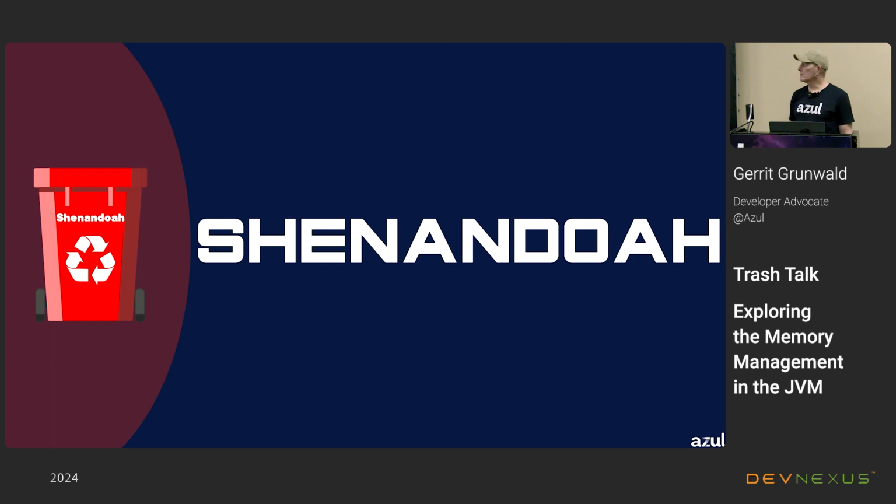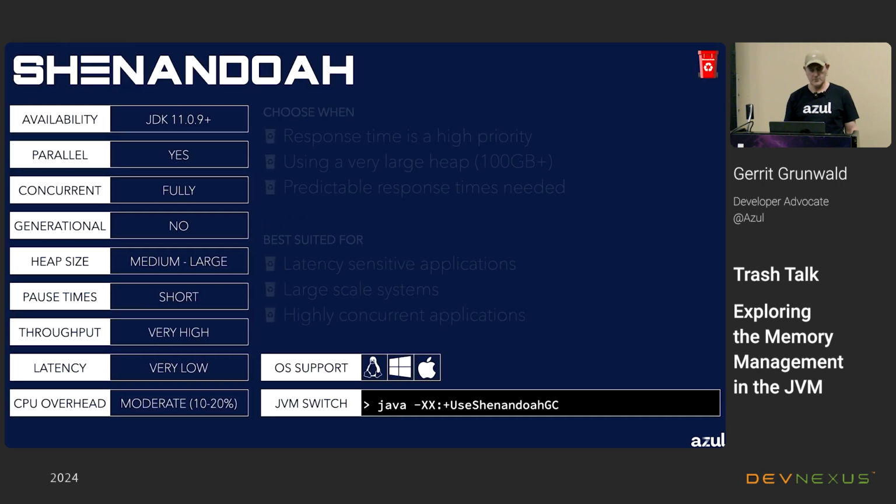Then there is the so-called Shenandoah collector. This was created by Red Hat. And it's quite interesting. I can't go into details. We could do a whole session about it. This uses the Brooks pointer that I showed you before, and also a loaded value barrier to do that kind of stuff. It's available since JDK 11 and onwards. It's parallel, it's fully concurrent, not generational. That's the only one that is not generational at the moment in the JDK.